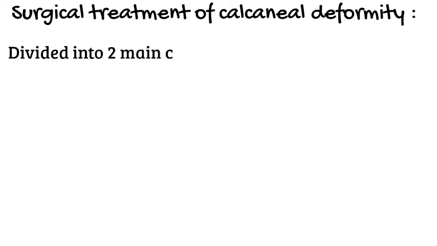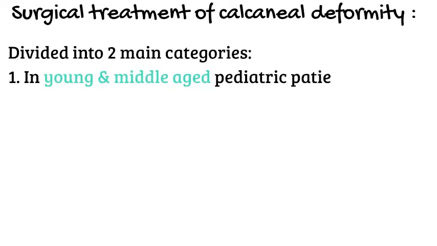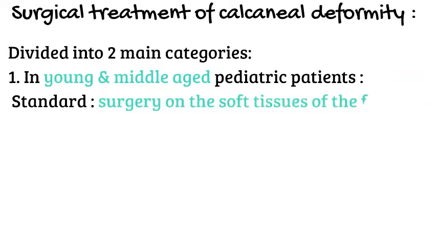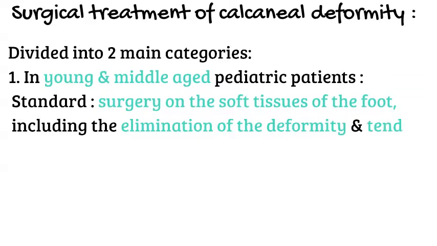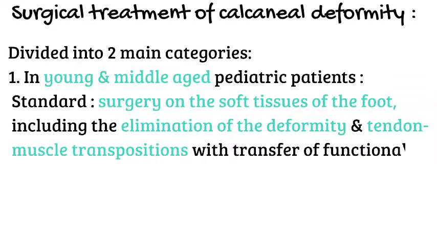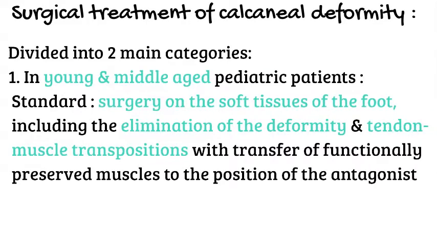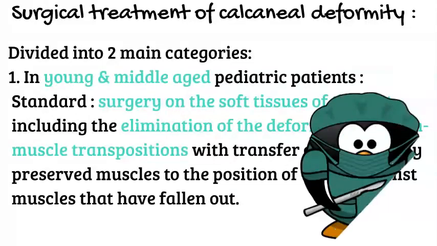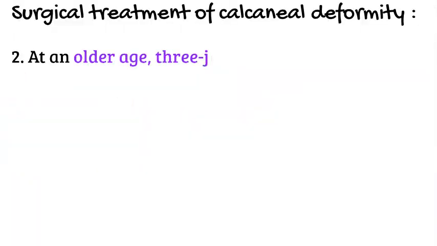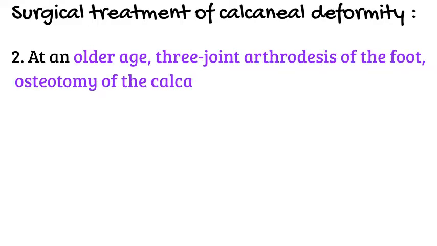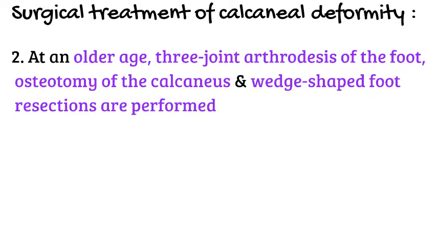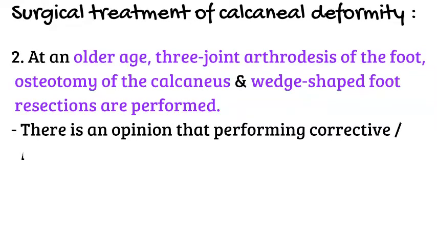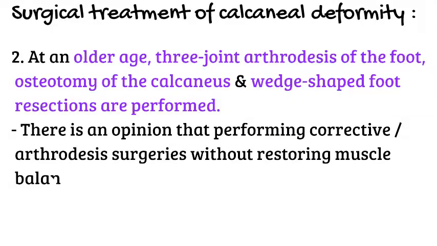Methods of surgical treatment of calcaneal deformity can be divided into two main categories. One, in young and middle-aged pediatric patients, the standard of treatment is surgery on the soft tissue of the foot, including the elimination of the deformity and tendon muscle transposition with transfer of functionally preserved muscles to the position of the antagonist muscle that have fallen out. Number two, at an older age, a three-joint arthrodesis of the foot, osteotomy of the calcaneus, and wedge-shaped foot resections are performed to correct the calcaneal foot deformity.